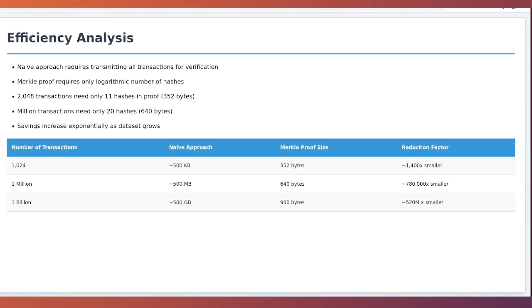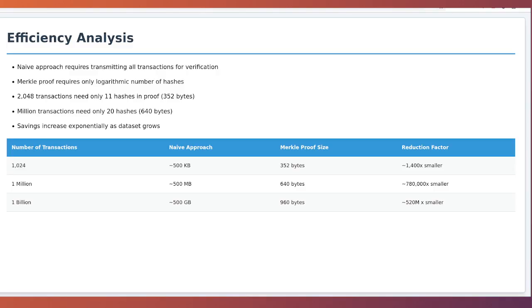Efficiency analysis. Let's dive into the mathematical efficiency of Merkle trees compared to alternative approaches. Understanding the numbers helps explain why Merkle trees are the preferred solution for data verification at scale. Consider a blockchain block with 2048 transactions. If we wanted to prove that one specific transaction is included, the naive approach would be to provide all 2048 transactions so the verifier could check them. With typical transaction sizes, this might be several megabytes of data.